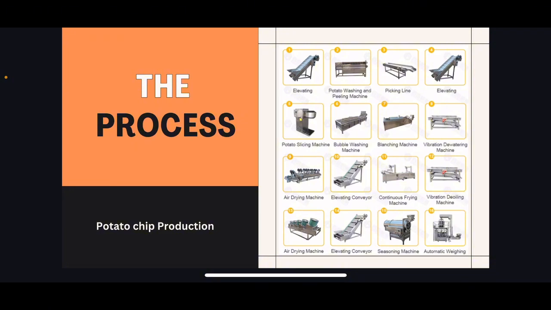14 is the elevating conveyor. The elevating conveyor will bring up the potato. 15 is the seasoning machine, to season the potato chip. And last is the automatic weighing, to weigh the potato and to package it.